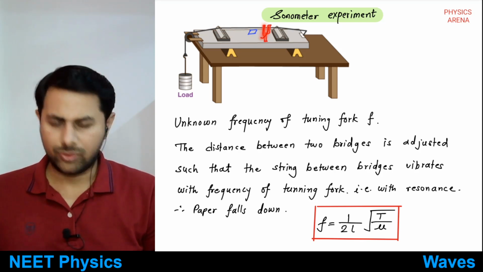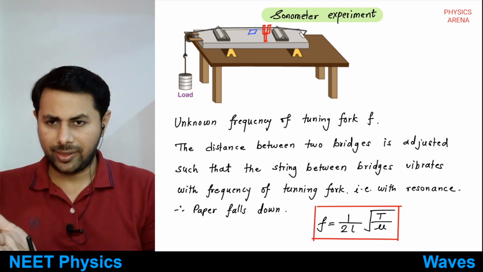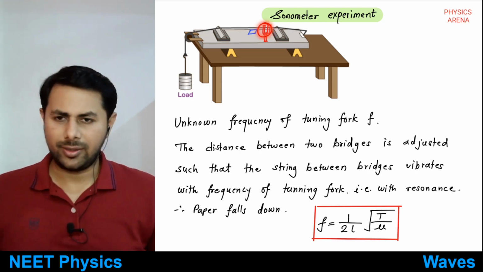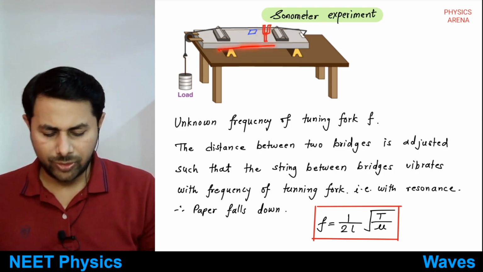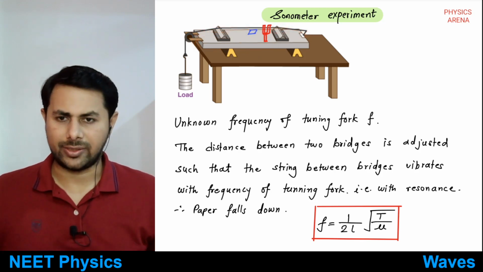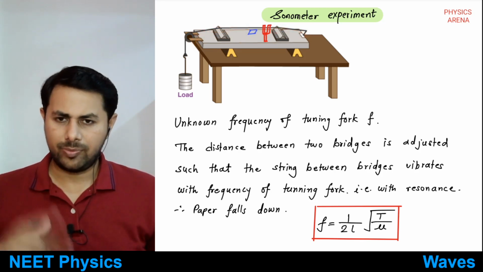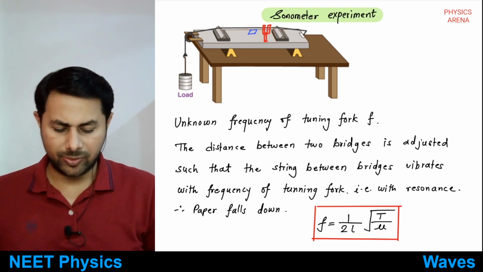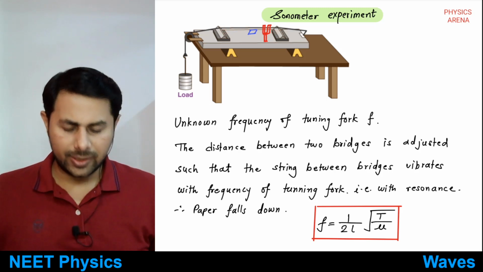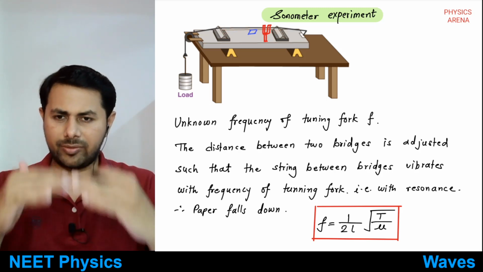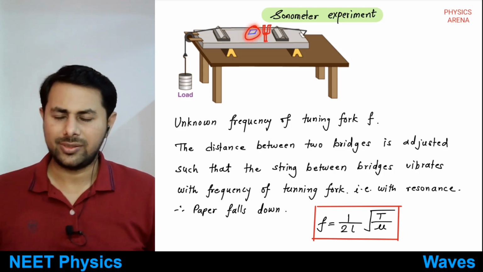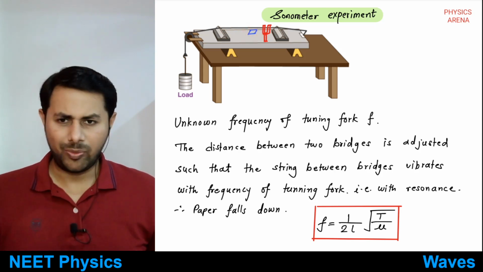What you do, you take a tuning fork, then you make it vibrate. Okay, that means you hammer it on a rubber pad, keep it over here, then this wooden board will vibrate and the string will also vibrate, okay, with the same frequency. So now if the frequency of the tuning fork is equal to the natural frequency of vibration of this string, then the string will vibrate with maximum amplitude. Okay, and if it happens, then the paper will fall down.